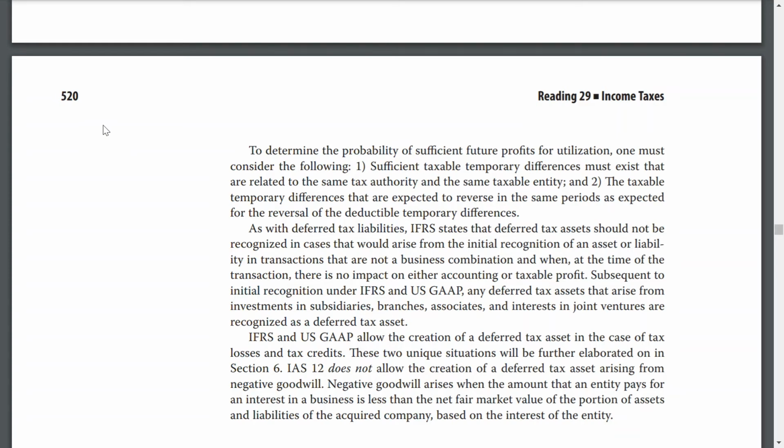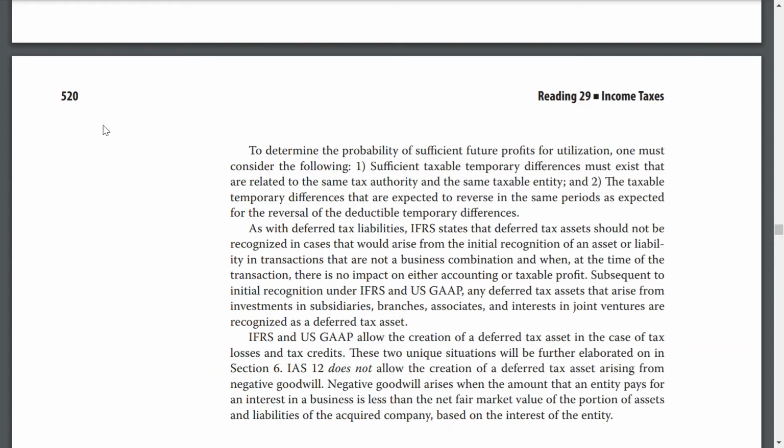As with deferred tax liabilities, IFRS states that deferred tax assets should not be recognized in case that would arise from the initial recognition of an asset or liability in transactions that are not a business combination, and when at the time of the transaction there is no impact on either accounting or taxable profits. Subsequent to initial recognition under IFRS and US GAAP, the deferred tax assets that arise from investments in subsidiaries, branches, associates, and interests in joint ventures are recognized as a deferred tax asset.